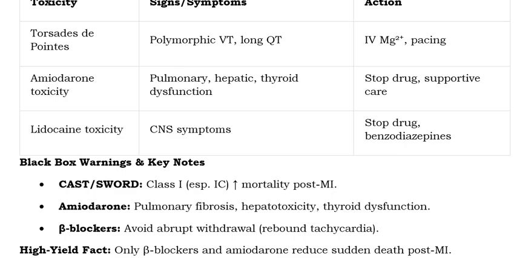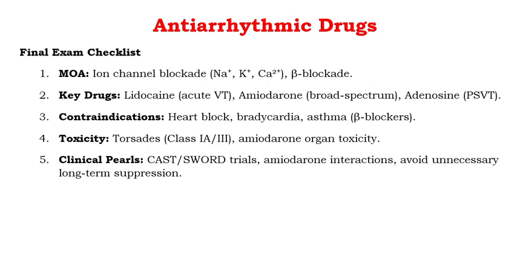Okay, serious warnings noted. Lastly, an antiarrhythmic drugs final exam checklist. Good recap for KMR Advised listeners. Yeah, quick summary. Mechanism: know the ion channels, Na+, K+, Ca2+, and beta blockade. Key drugs: lidocaine for acute VT, amiodarone broad spectrum, adenosine for PSVT. Contraindications: heart block, bradycardia, asthma for beta blockers. Toxicity: torsades with IA and III, amiodarone organ issues. Clinical pearls: CAST, SWORD, amiodarone interactions, avoid suppressing benign arrhythmias long term.